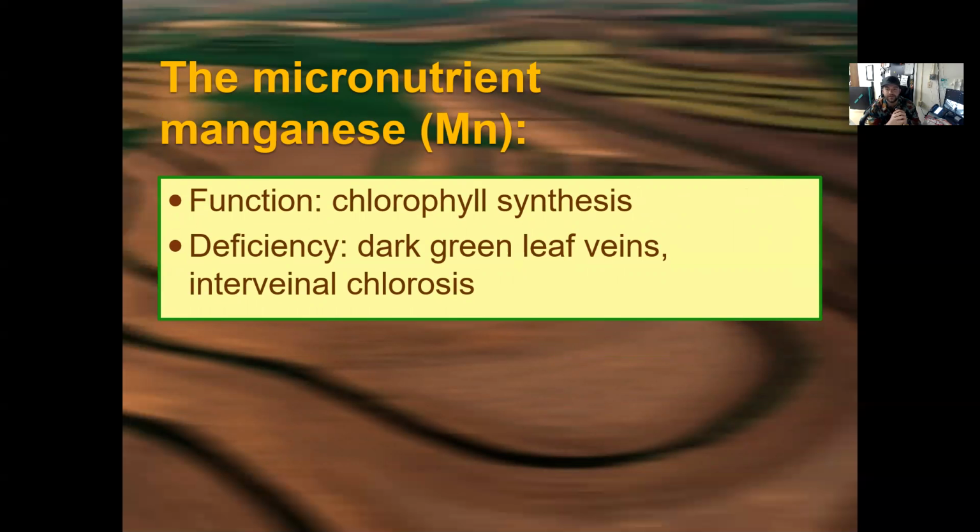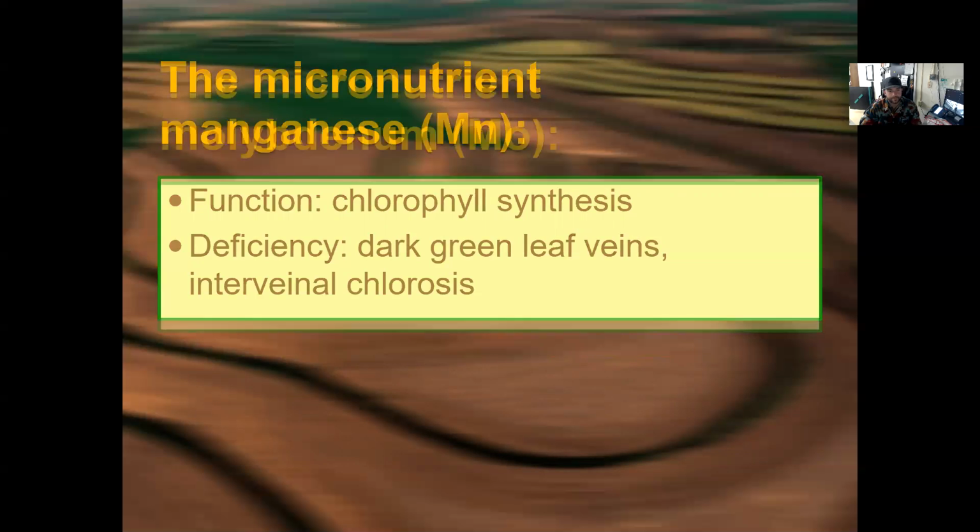So whenever you're looking at the leaf itself, don't look at just the flat plane of it. Make sure you're looking at the veins going up through the leaf. If they're starting to look darker, then it's probably going to be intervenal chlorosis.